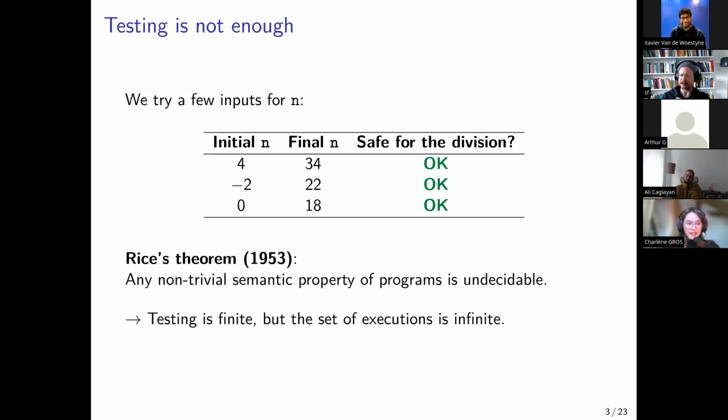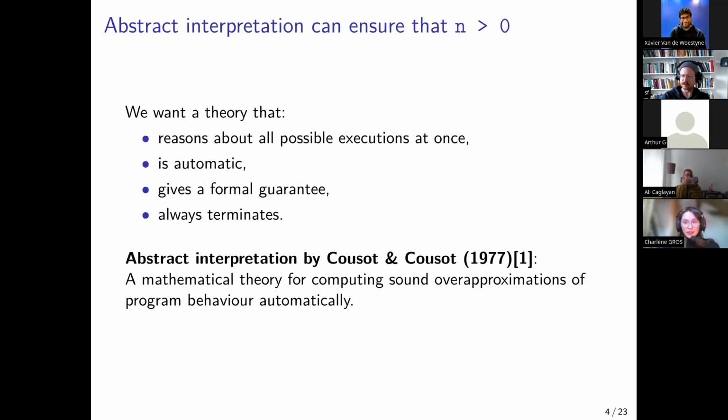So this is where we are. What can we do? We want a tool that is able to reason about all the possible executions at once, which is automatic and gives a formal guarantee about the property we want, and which always terminates, because it's useless if it never terminates. So this is exactly what abstract interpretation provides.